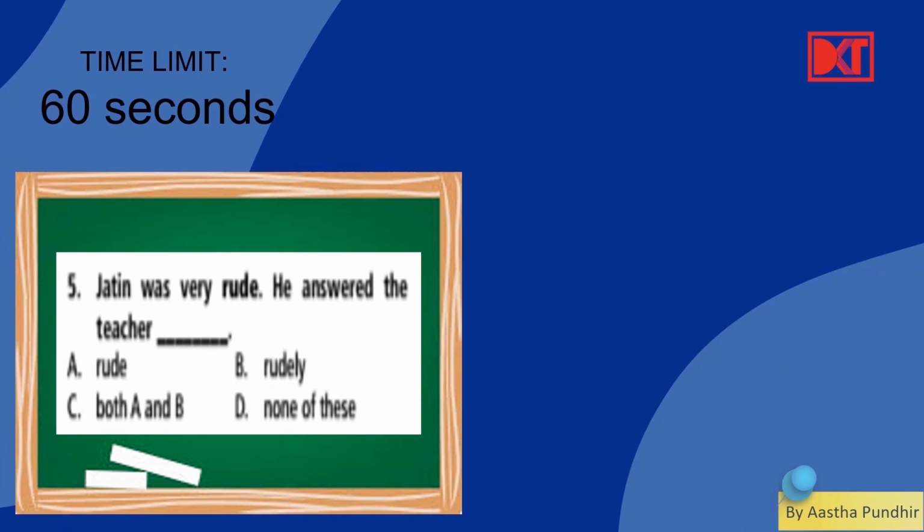Okay, next up, Jatin was very rude. He answered the teacher rude, rudely, both A and B or none of these. Jatin was very rude. The highlighted word is rude. He answered the teacher B, rudely. Adverb of manner again.